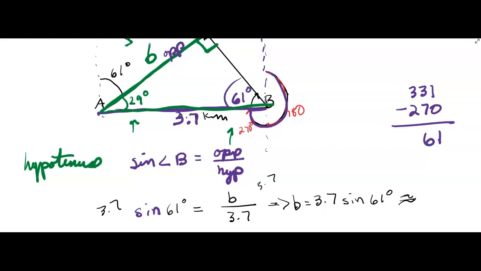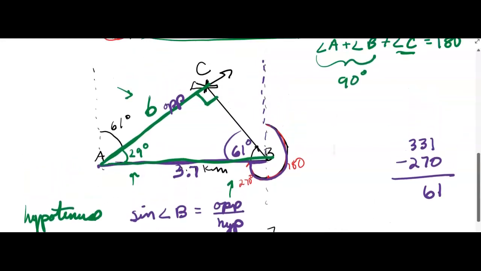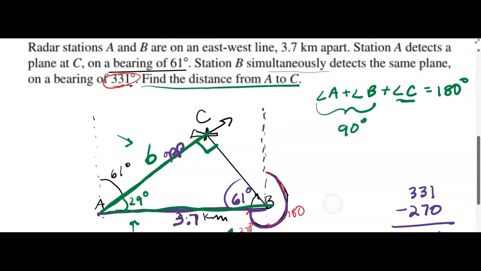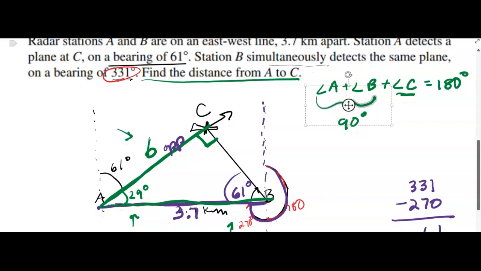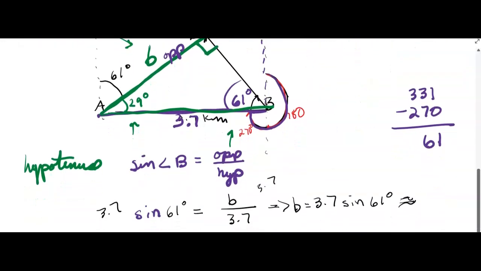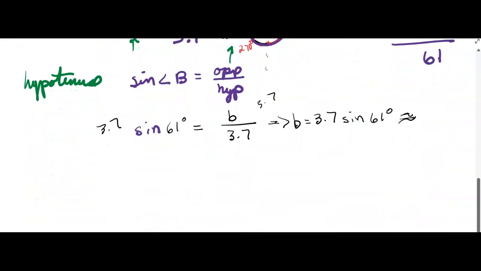Now, make sure when we go to the calculator that you're in degree mode. Okay, so let me see how accurate they want it. Oh, well, what do we have for significant digits? 3.7 and 61, those are two significant digits. And then the 331 would be three significant digits, but you go by the least. So we want two significant digits. Two sig dig. That's how I usually just put it, significant digits.